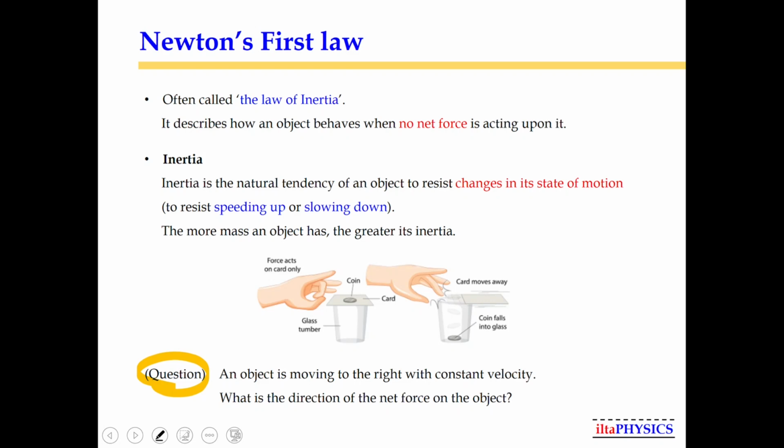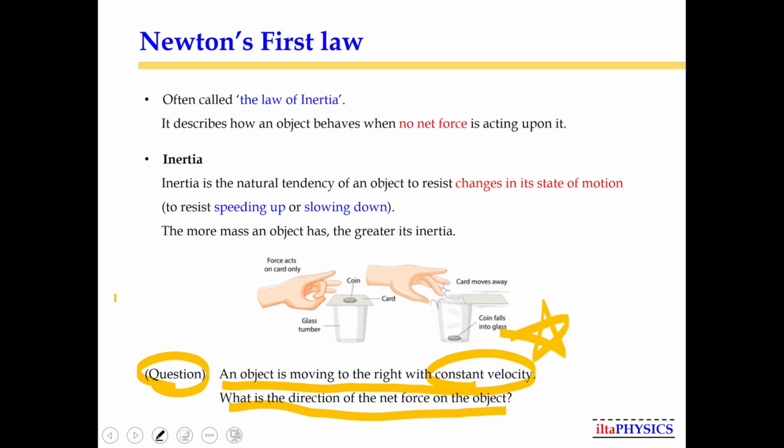Now let me quiz you to check your understanding of Newton's first law. If an object is moving to the right at a constant speed, in which direction is the force acting on it? Many students might think, well, it's moving to the right, so the force must also be to the right. But here's the key point. It's moving at a constant speed. According to Newton's first law, if no external force acts on an object, it continues moving at constant velocity. That means, in this case, the net force on the object is zero. This is a concept that confuses a lot of students, so make sure you think about this carefully.